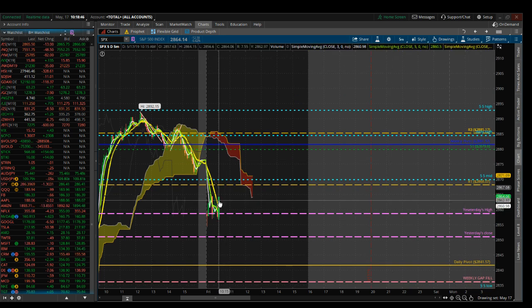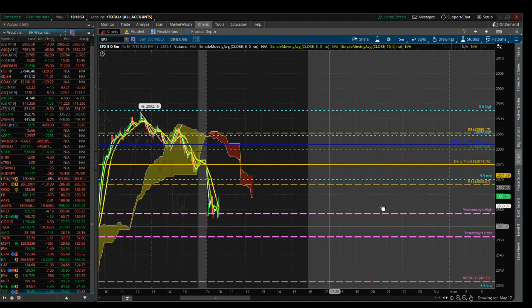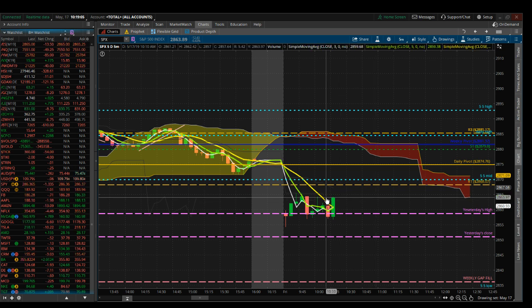Big bar right there on SPX. We might be getting a reversal here. Look for longs. Let's check this out. That was a big bar right there. Did we get any tweets or anything interesting? That was a big bar right there. Something's going on.